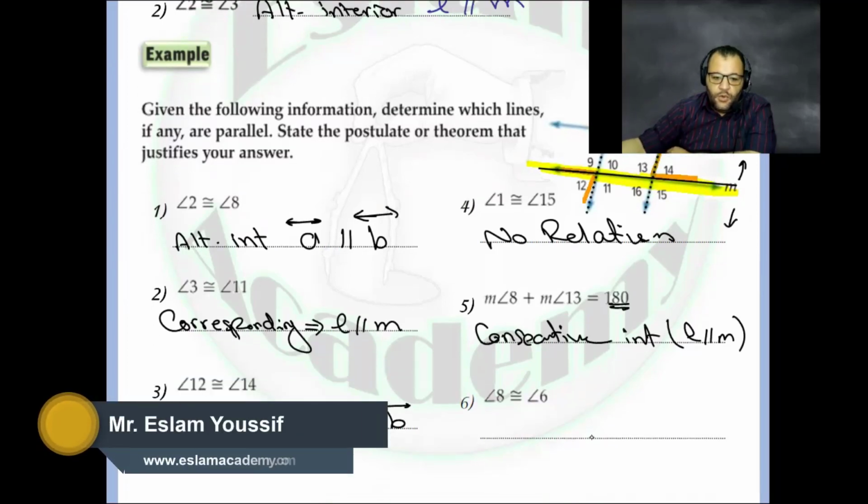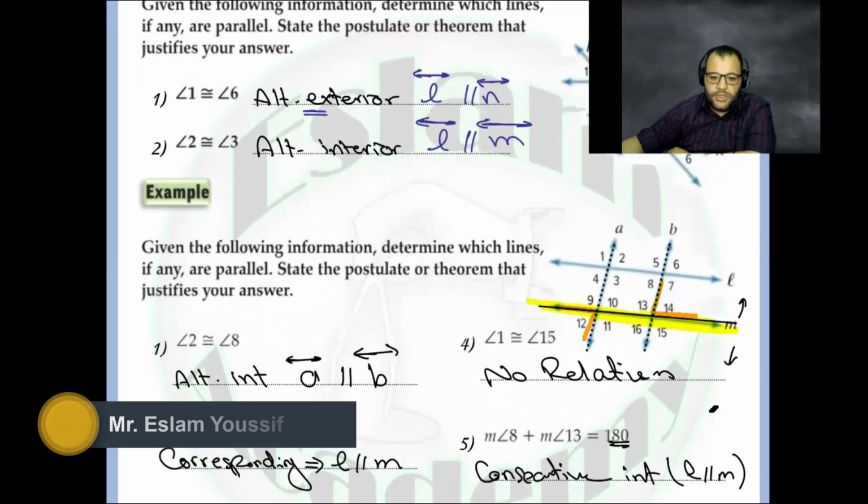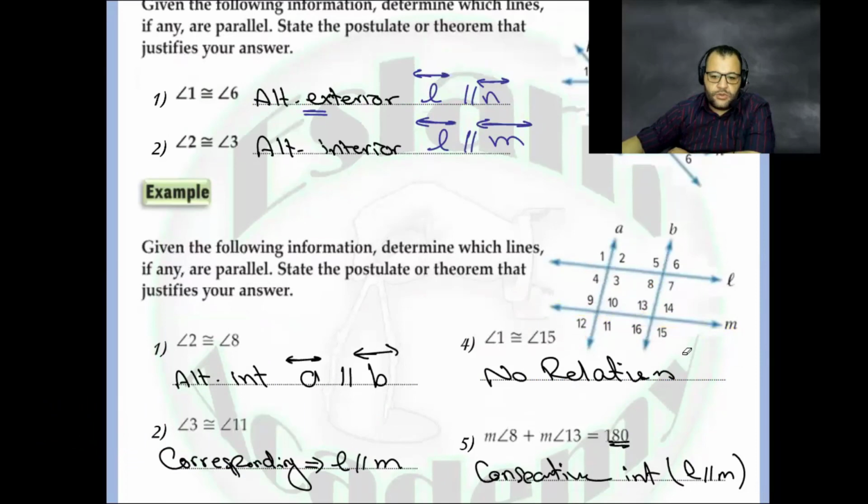Okay. Now we have angle 6 and angle 8. Just 1 minute to erase this part. So angle 6 and angle 8. Is there a relation between 6 and 8? Yes. What is the name of this relation? Opposite. Okay, so which two lines are parallel?